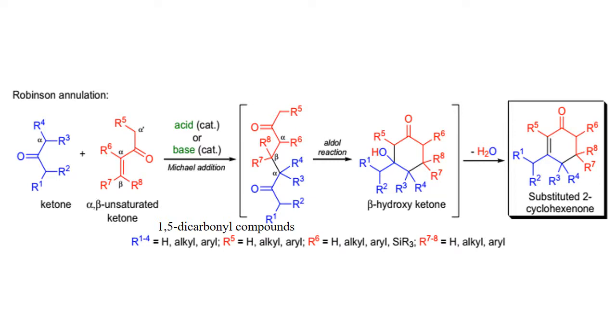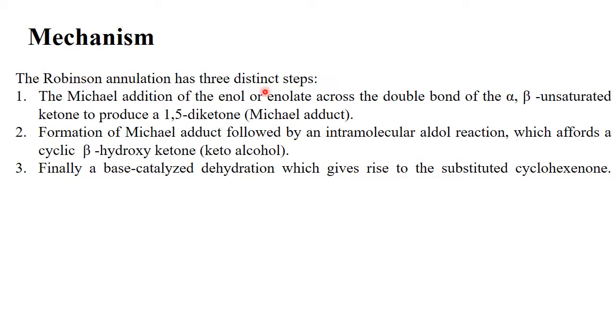So the mechanism of Robinson annulation reaction consists of 3 steps. The first step is the Michael addition of the enol or enolate across the double bond of alpha beta unsaturated ketone, and the product of Michael addition reaction will be the 1,5-diketone. 1,5-diketone is also called Michael adduct.